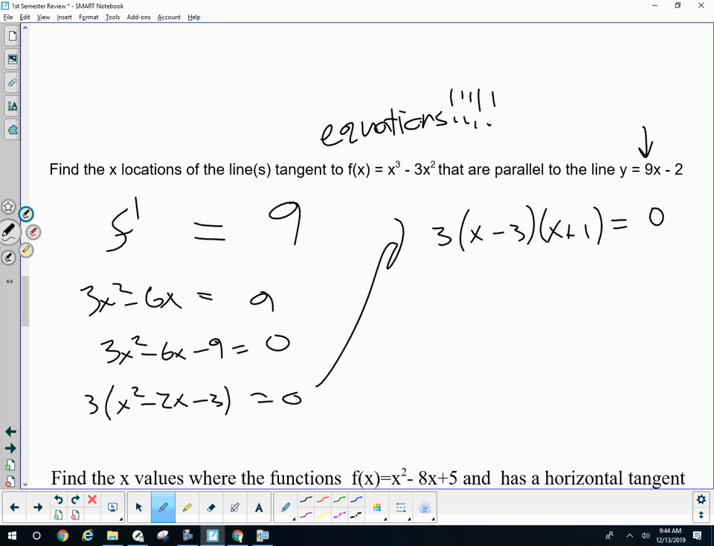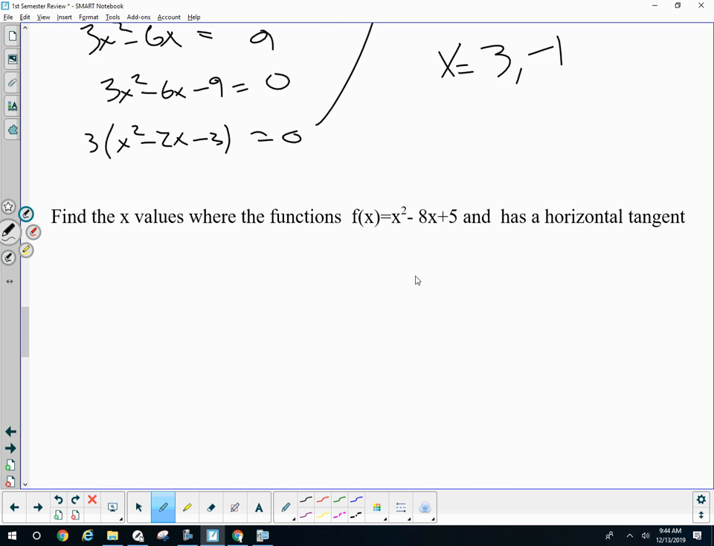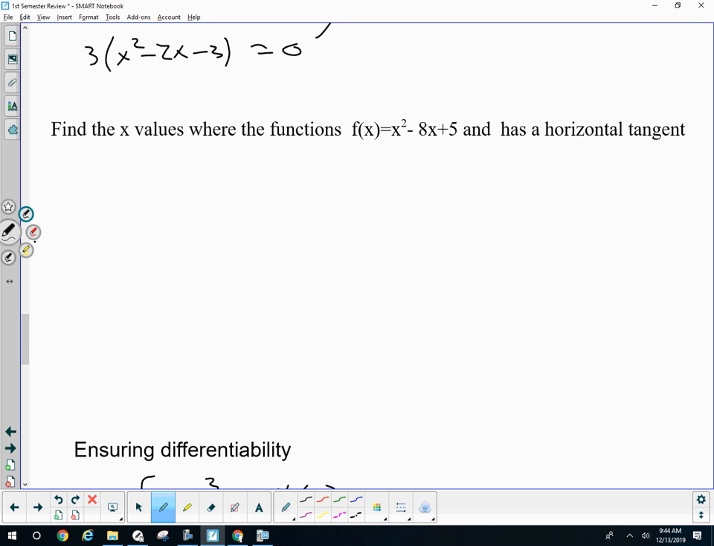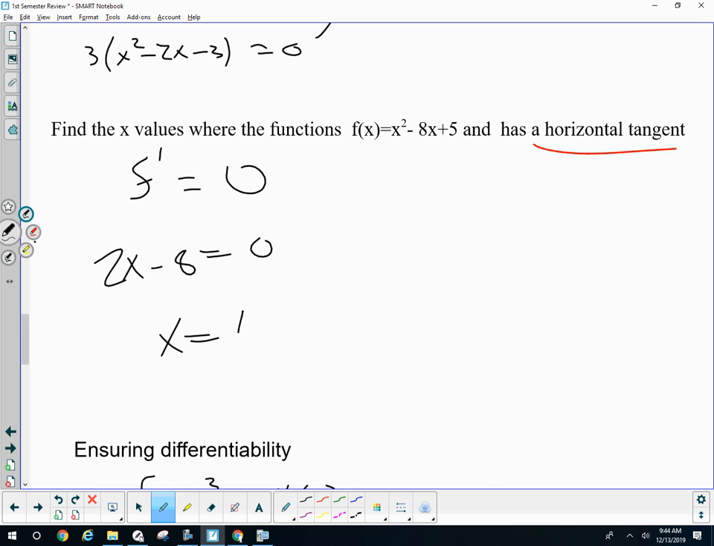We'll get 3 and negative 1. Okay? Horizontal tangents, we'll find horizontal tangents very, very frequently. Horizontal tangents are when our tangent slopes are 0. When does my tangent slope generator generate a slope of 0? Here I get 4.